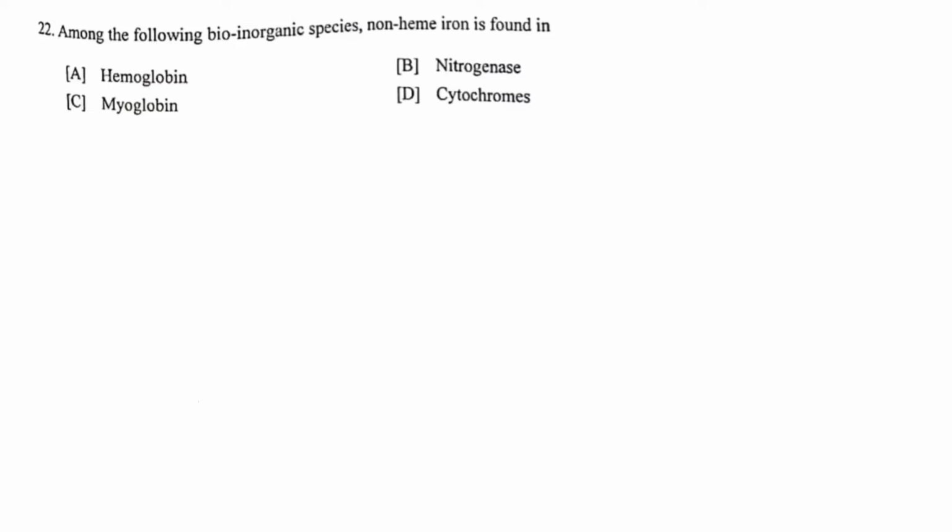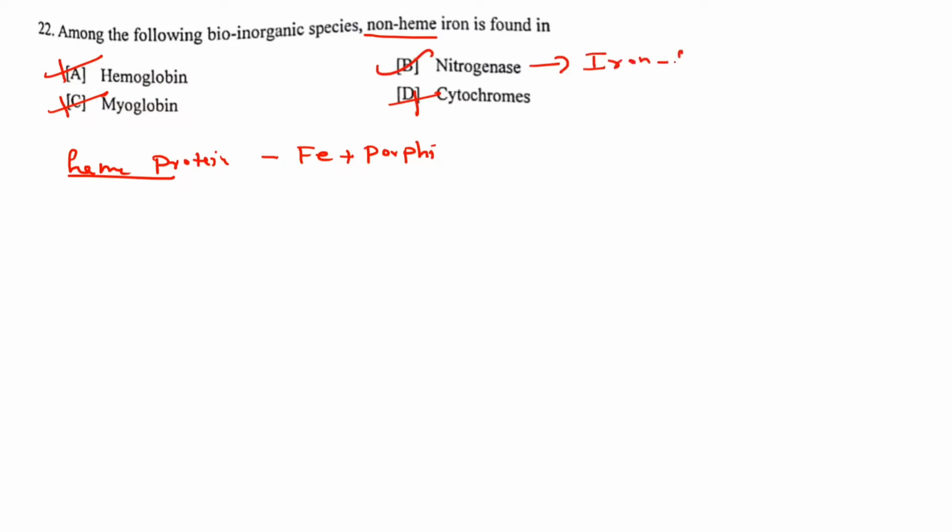Among the following bioinorganic species, which is a non-heme protein? Very simple. What is a heme protein? Iron plus porphyrin ring, that is called heme protein. In hemoglobin, iron porphyrin; myoglobin, iron porphyrin; cytochrome too. Which is the correct answer now? Nitrogenase. What does nitrogenase contain? Iron-sulfur protein. It is not a heme protein. Therefore, option B is correct for this question.